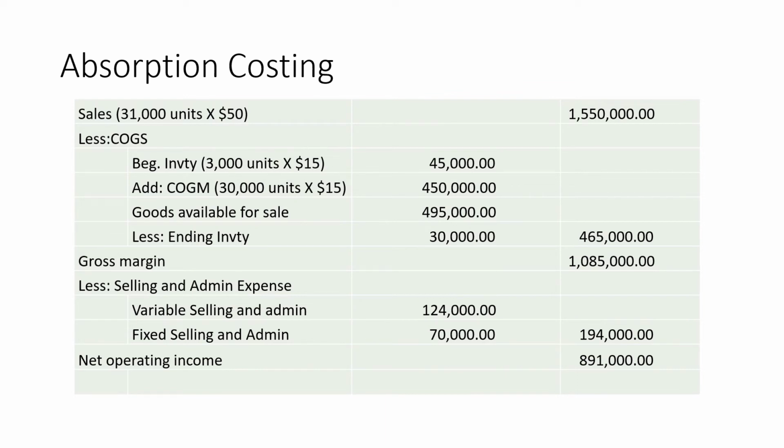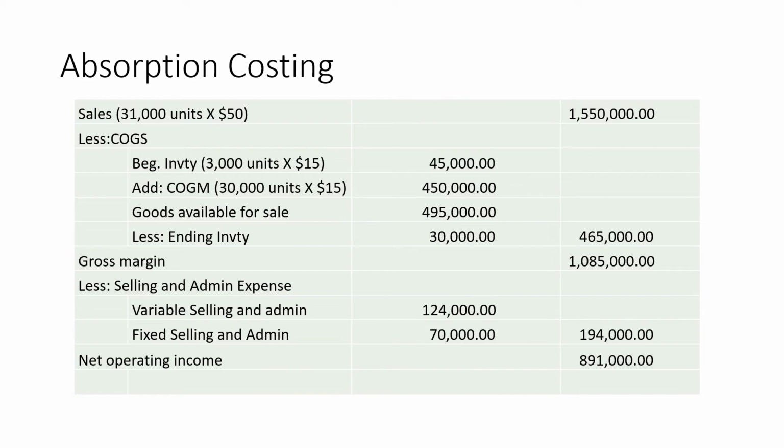So we begin with your sales. Magkano sales natin? 1,550,000. Pero instead of using 30,000, dahil sa second year, 31,000 na yung naibenta. So we just change yung 30, gawin natin 31. And also, same pa rin yung selling price na inassume ko, which is $50 per unit. Then, we deduct from your sales your cost of goods sold.